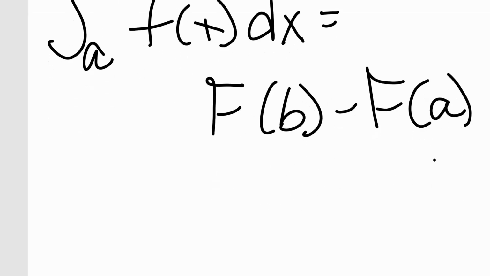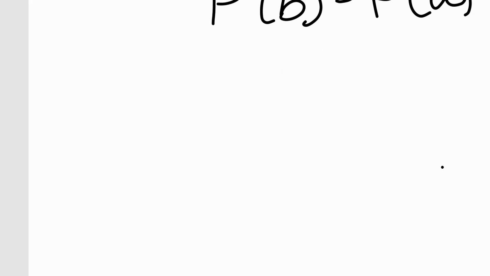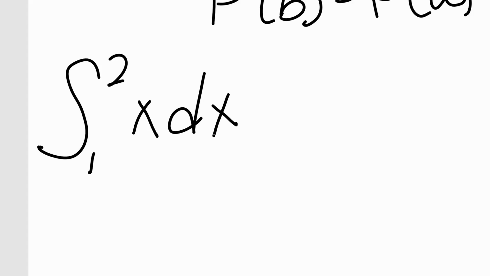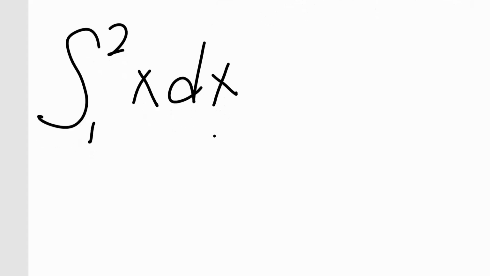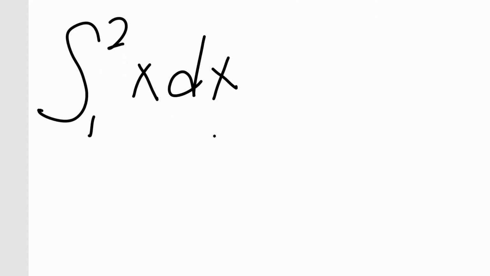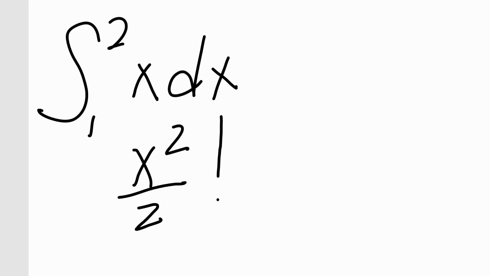All right, so to start, we're going to do a nice one. The integral from 1 to 2 of x dx. As I said, the first thing we're going to do is take the antiderivative. The antiderivative of x is x squared over 2. But now we are not going to write plus c. We're going to draw a long bar and say from 1 to 2.